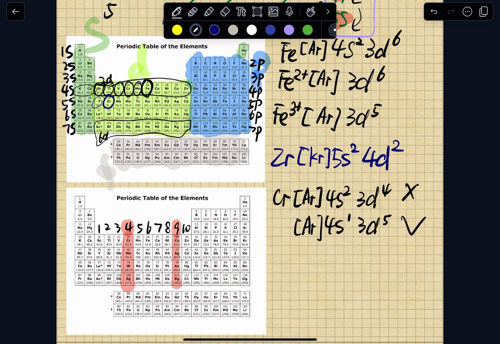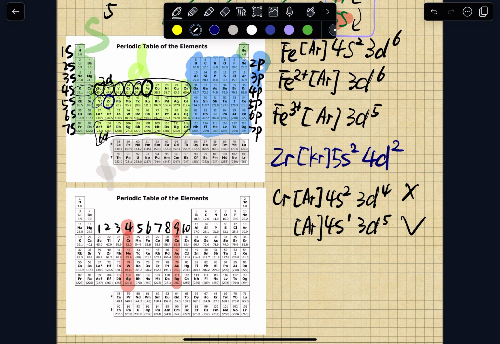It's just that the d subshell, like we said, has 5 orbitals, so it really likes to have all 5 orbitals filled. That's why d5 is better than d4. It's just more stable.